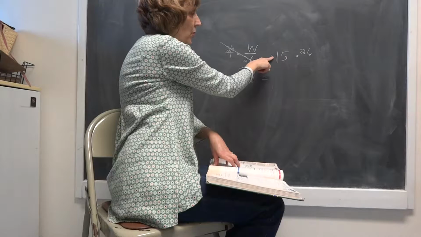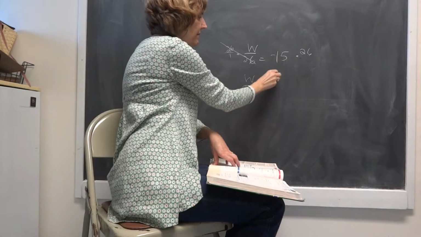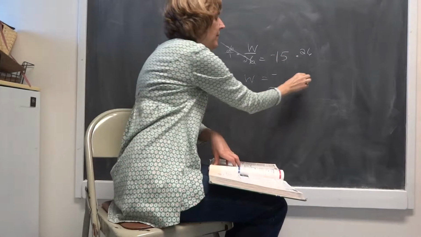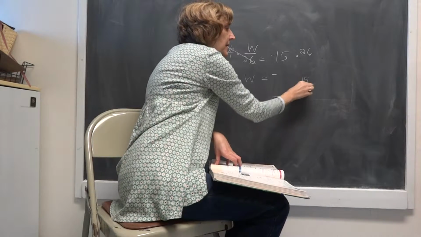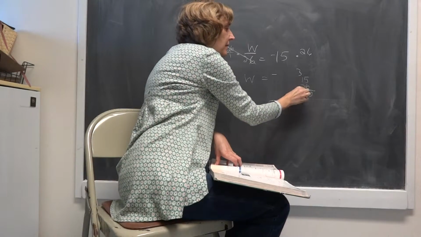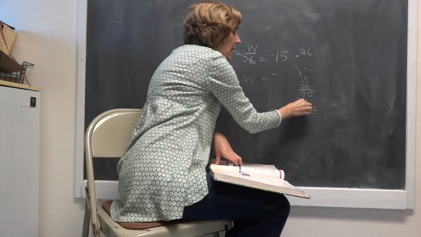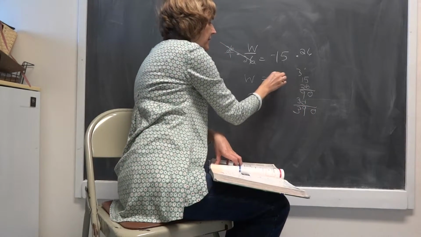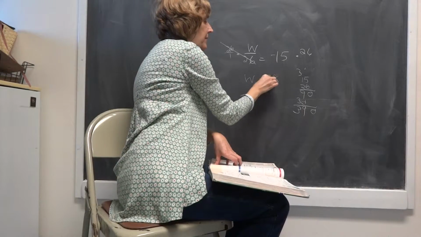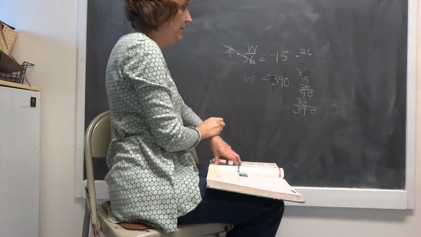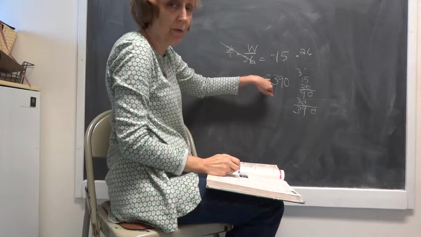All right, so now I'm multiplying a negative times a positive. That tells me the answer will be negative. 15 times 26. 2 times 5 is 10. We've got 390. Oops, negative 390 is your answer. So make sure you watch those negatives, okay?